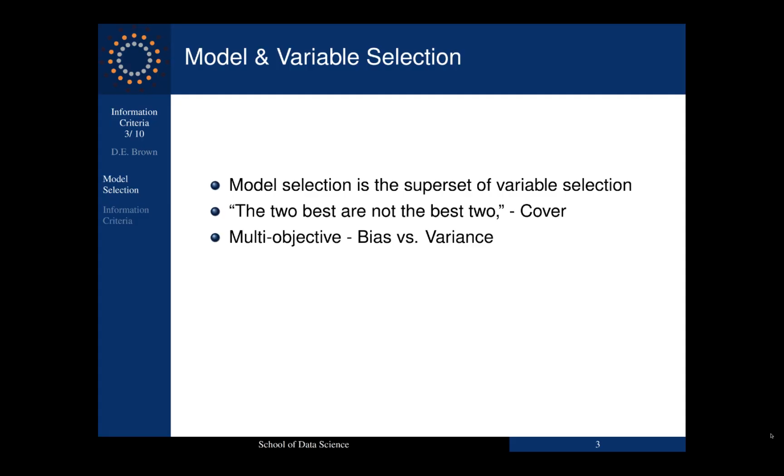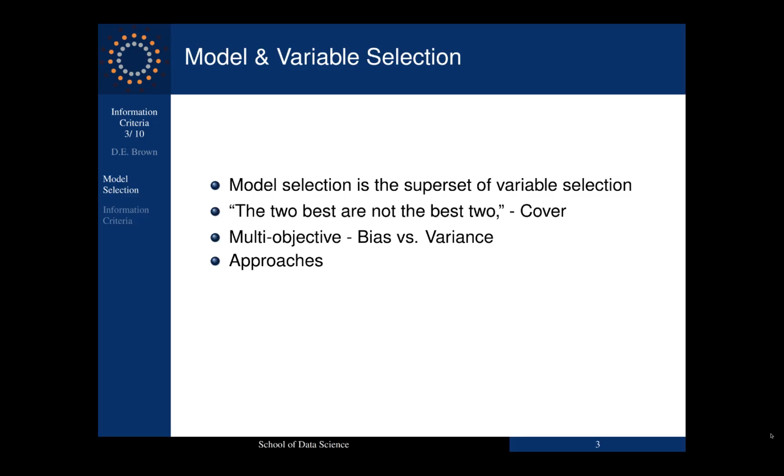This is also commonly referred to as a bias variance trade-off, and it's looking at two objectives, bias and variance. And this multi-objective problem means that we can never find one optimal solution. We're always trading off between bias and variance when we make selections.